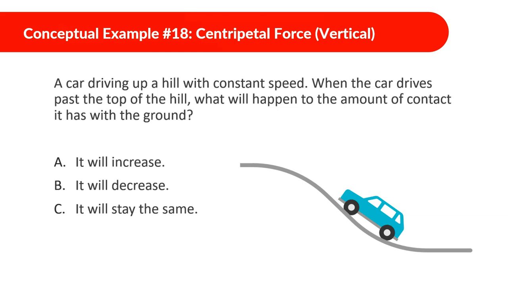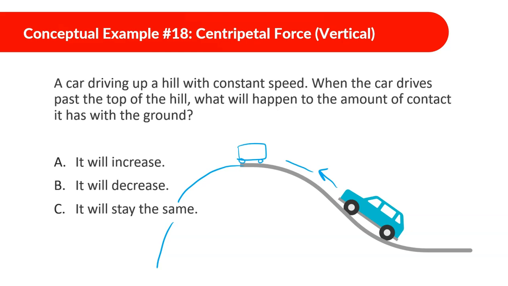A car is driving up a hill with constant speed. When the car drives past the top of the hill, what will happen to the amount of contact it has with the ground? You can pause if you want to. I just want to show this conceptually. As this car reaches the top part, if it's going really, really fast, it's actually just going to fly off this little hill. That tells us that as it goes up this hill, it's going to be losing a little bit of contact with the ground.